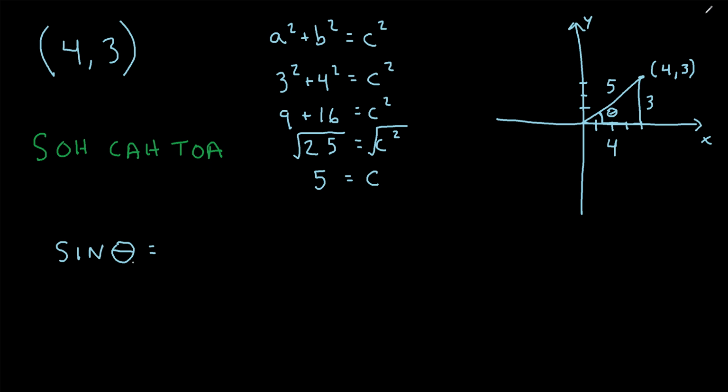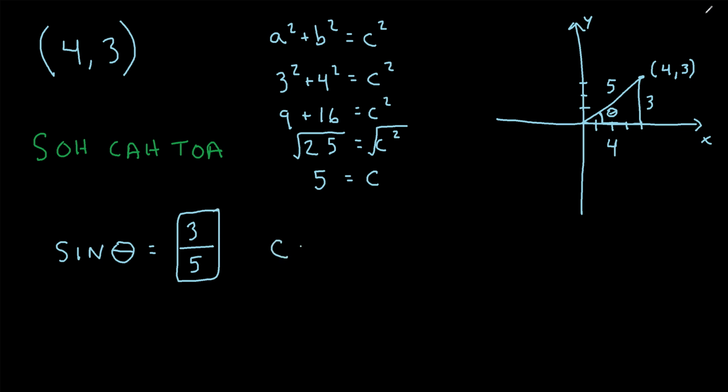So to find the sine of this angle right here, SOHCAHTOA tells us we can take the opposite side divided by the hypotenuse. So the side that is opposite of the angle, that's 3. So we'll say 3 over the hypotenuse we just found was 5. So the sine of this angle is 3/5.